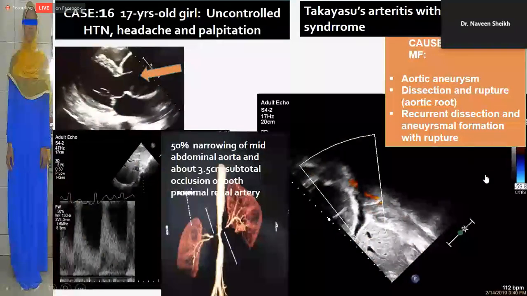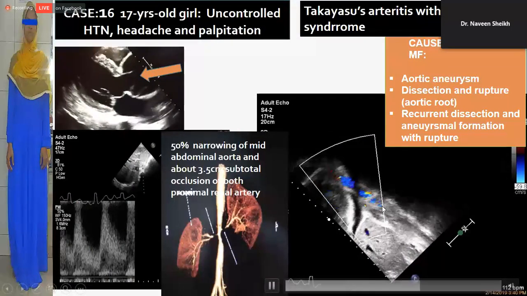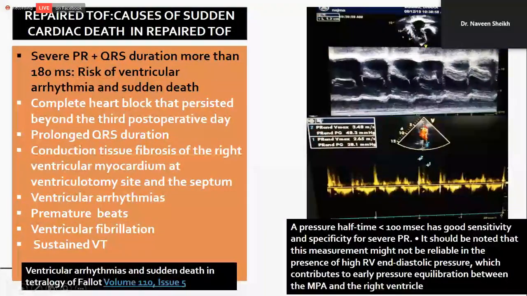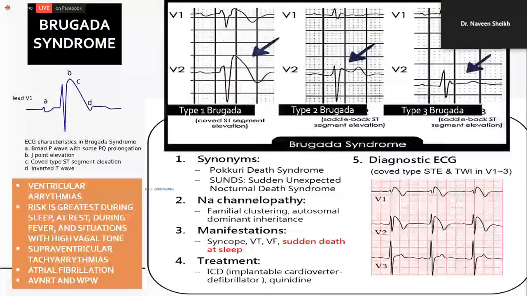My next case is Marfan syndrome with Takayasu arteritis, and aortic root dilated with a high gradient from the descending aorta. My next is after repair. In case of repair, sudden death can occur. Other causes are supravalvular aortic stenosis, Brugada syndrome 1, 2, 3, short QT, long QT, and WPW syndrome.